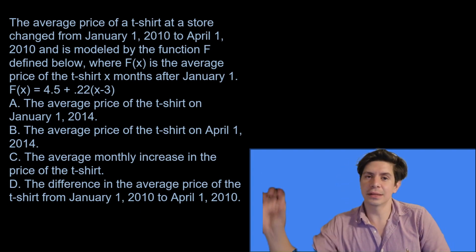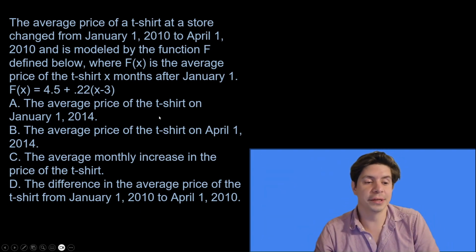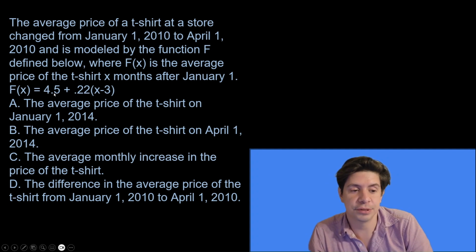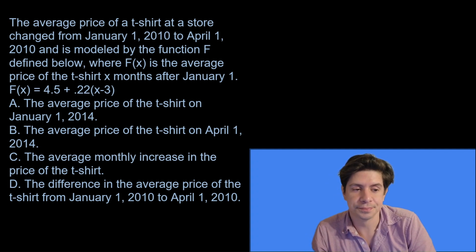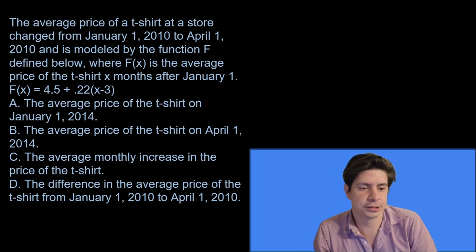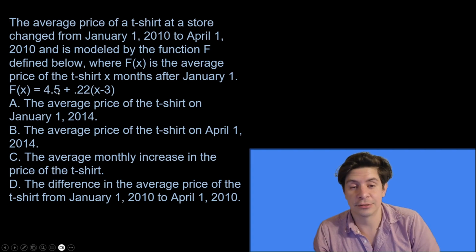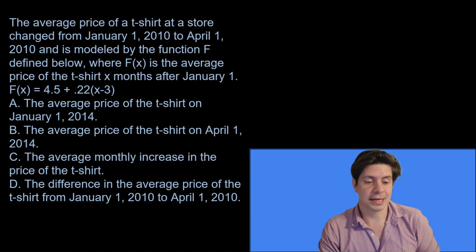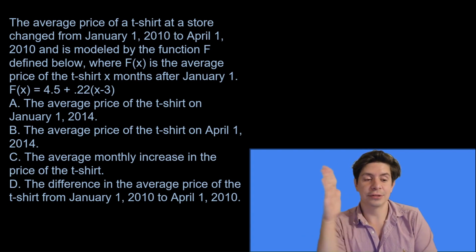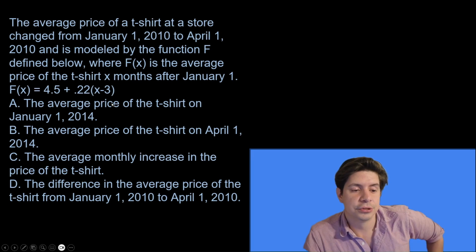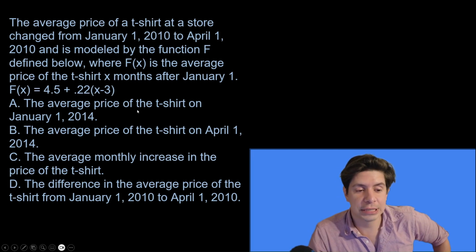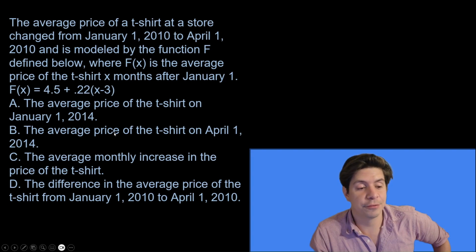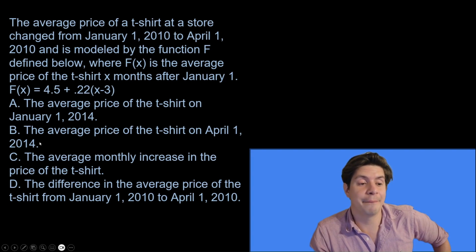So think about this as a shifting thing. So normally 4.5 would just be our regular value, right? It's just our value when x is at 0, so it's like our y-intercept. But here we have x minus 3, not just x. So that's shifting it 3 to the right. So instead of the average price of the t-shirt on January 1st, it's going to be the average price of the t-shirt on April 1st. So it should be B.